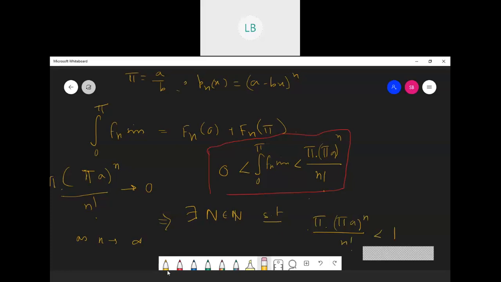Because this term is going to 0, we can make it smaller than 1, obviously. So is it clear, this part, why we should get a capital N in natural numbers such that pi times pi a whole power capital N by capital N factorial is less than 1? Is it clear to all of you? Let me know. Then I will move to the next step.